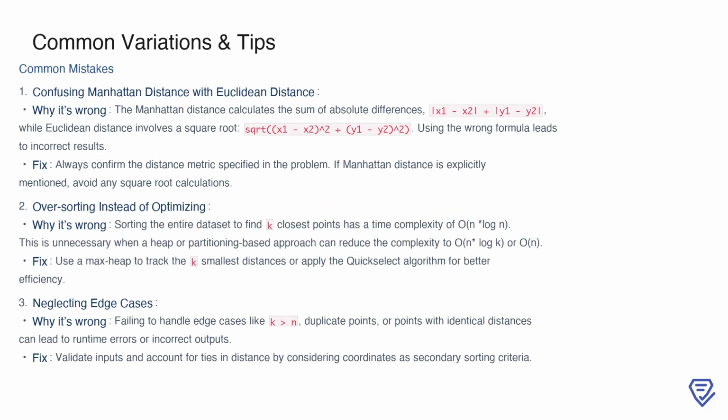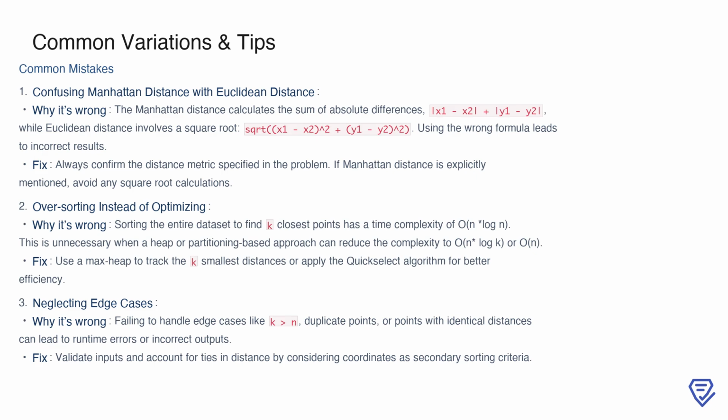When solving this problem, there are a few common mistakes to watch out for. First, many confuse Manhattan distance with Euclidean distance. Remember, Manhattan distance is calculated as the sum of absolute differences, which is |x1 - x2| plus |y1 - y2|.